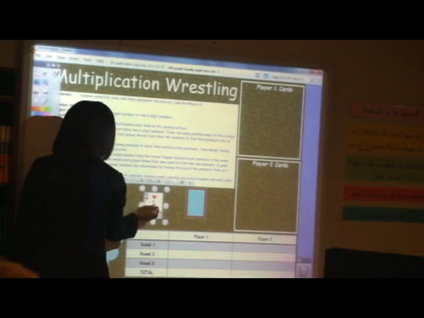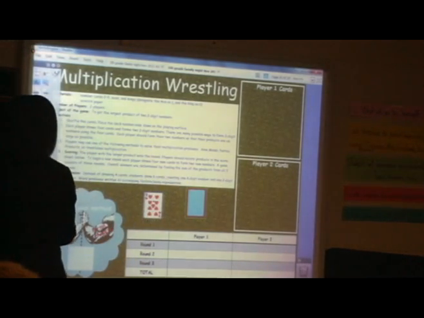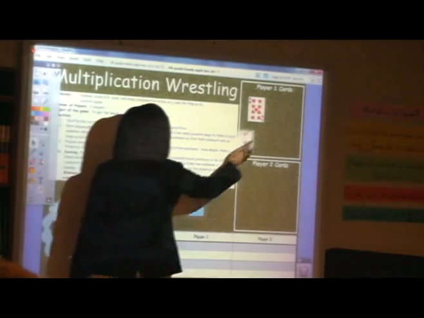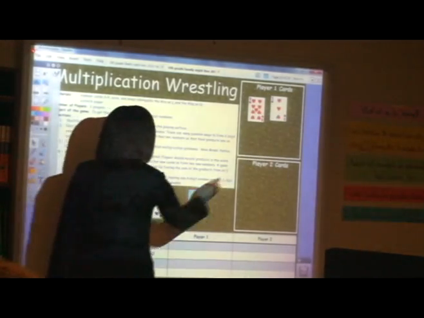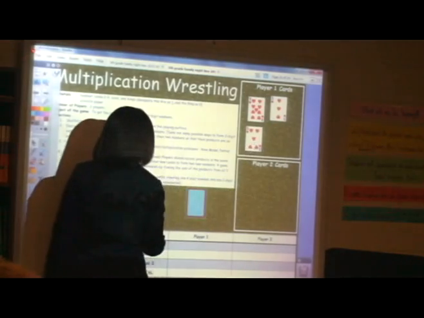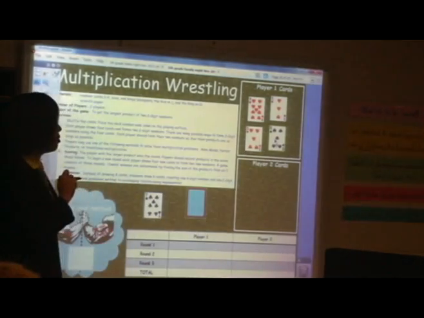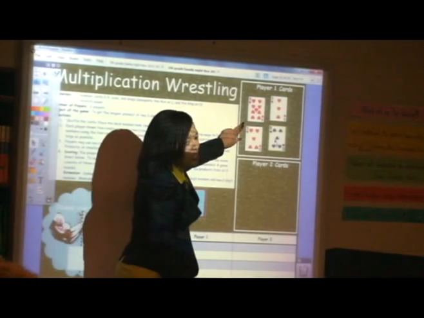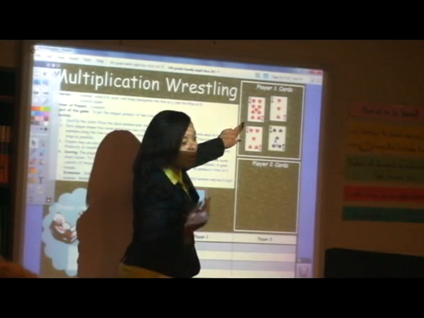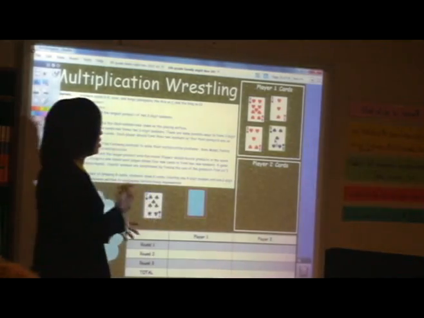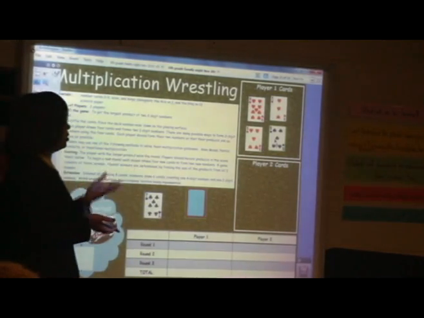is if I flip 9, 3, 5, and 5, I would probably do mine that way. I wouldn't want my 9 in the 1's place because then it's just worth 1. I want my 9 in the 10's place because then it's worth 90. So they have to think strategically like that. And player 2 would do the same thing.